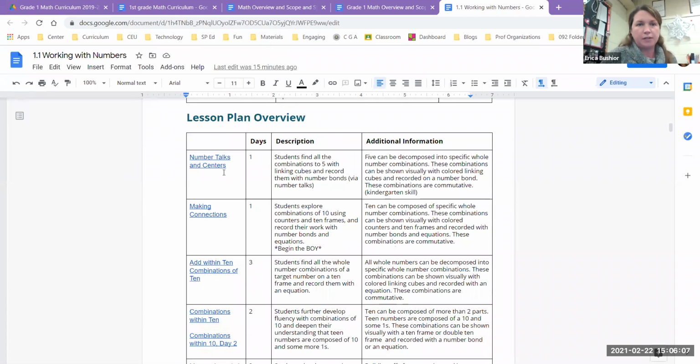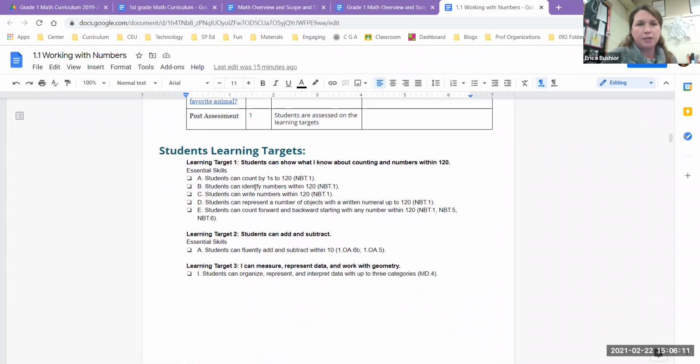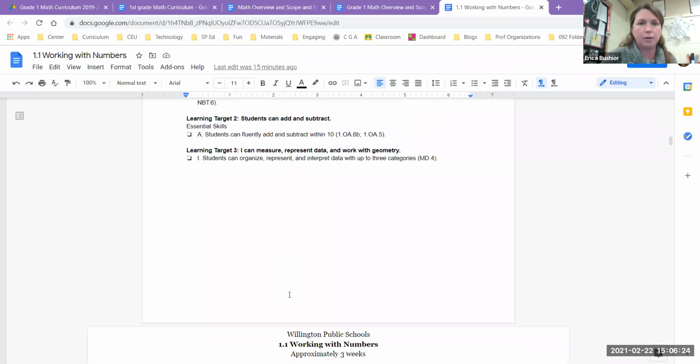So these are all hyperlinked within this document. I added in student learning targets, and they are inside every single lesson plan. So these are the learning targets that the students are working on this unit, to kind of remind teachers of what they're focusing on. And you'll see them as we work through a lesson.